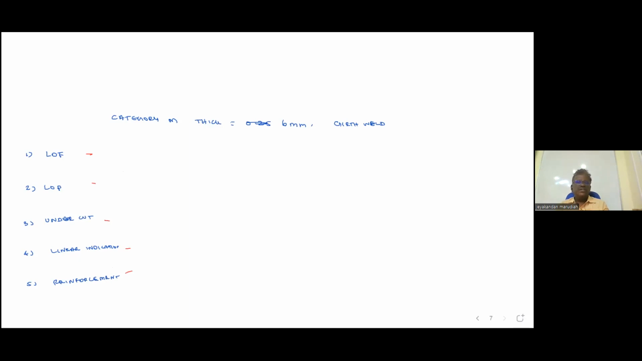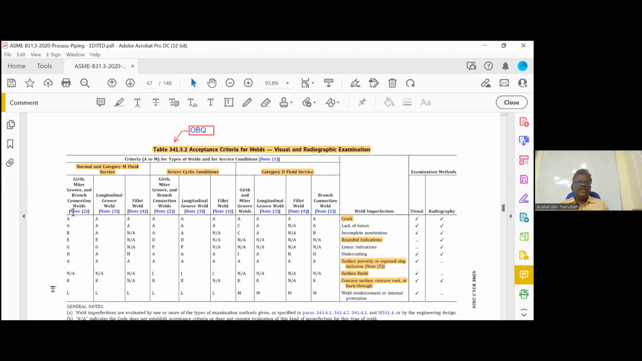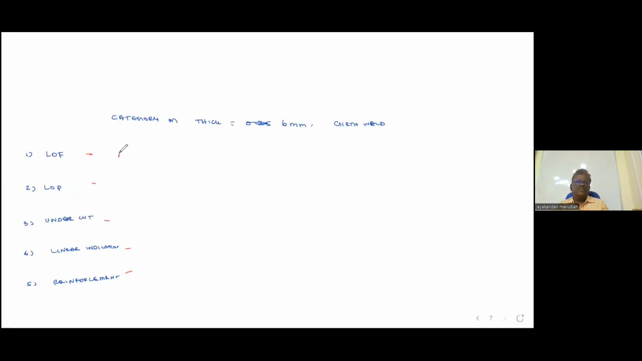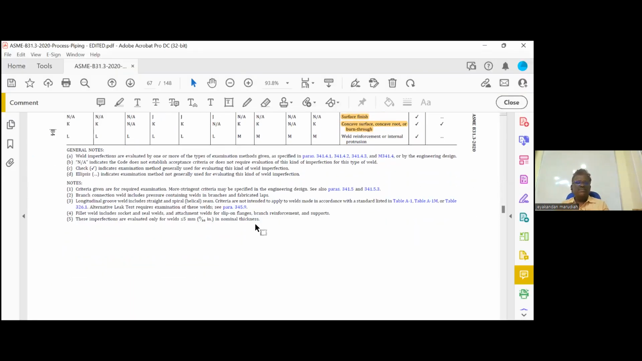So you can see here. Girth weld. See, it is the category M. This is the girth weld. Lack of fusion A. Incomplete penetration B. Okay, just tell me the symbol. Undercut H. Linear indication, reinforcement L. So you have to interpret the symbol. The interpretation is given in the next page. You can go to the next page.